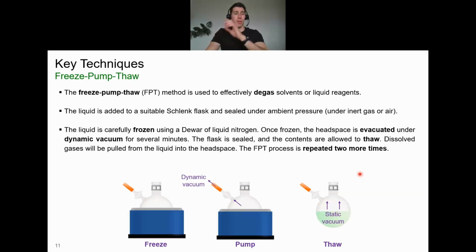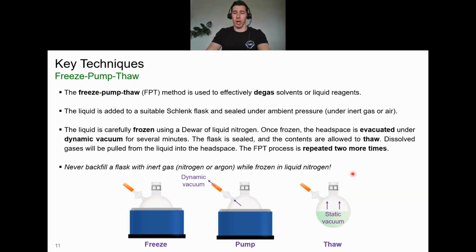Now, the freeze-pump-thaw method is quite dangerous, so don't do this without direct training. The reason it can be extremely dangerous is that you never want to backfill a flask with inert gas whilst your flask is frozen in liquid nitrogen. You can obviously condense nitrogen and argon at these temperatures. And this alone isn't the biggest problem in the world, but if we accidentally close this, then as it warms up, that gas will expand and you have a really high risk of explosion unless we're using glassware that is rated for higher pressures.